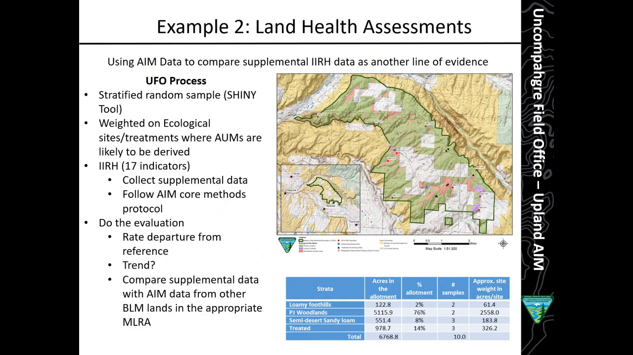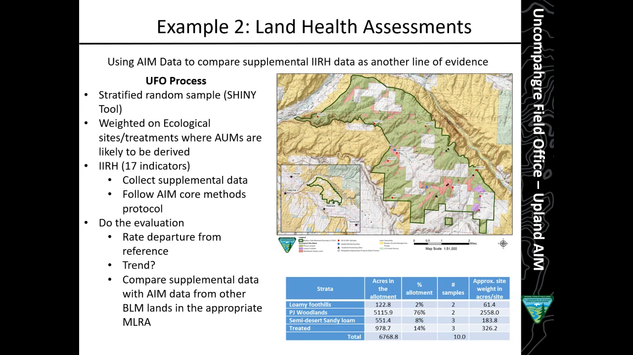Another example of how we're using AIM data in the field office is our land health assessments. So we follow the AIM protocol for a given allotment or landscape unit we're going to do land health on, and we stratify the unit and randomly select our sample locations with the Shiny tool. Using the weighted analysis principles, we tend to focus on ecological sites and/or treatments where the majority of AUMs are likely to be derived.